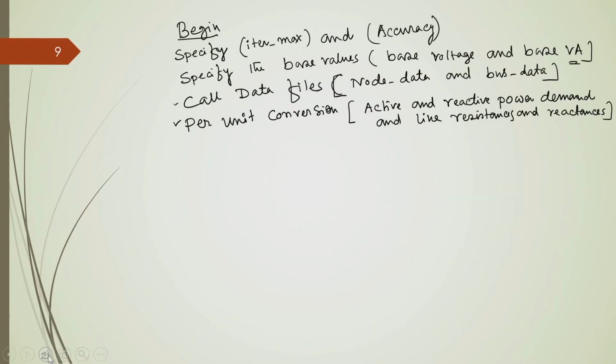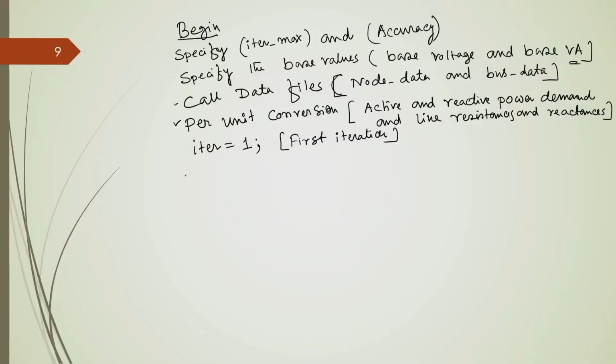Now, after doing so, we will start this iterative process. So, we specify the first iteration as ITR equal to 1. And in order to start this iterative process, we have to call a loop. There are several ways to call the loop, it can be a for loop or a do while loop or whatever. So, here basically we will call a do while loop.